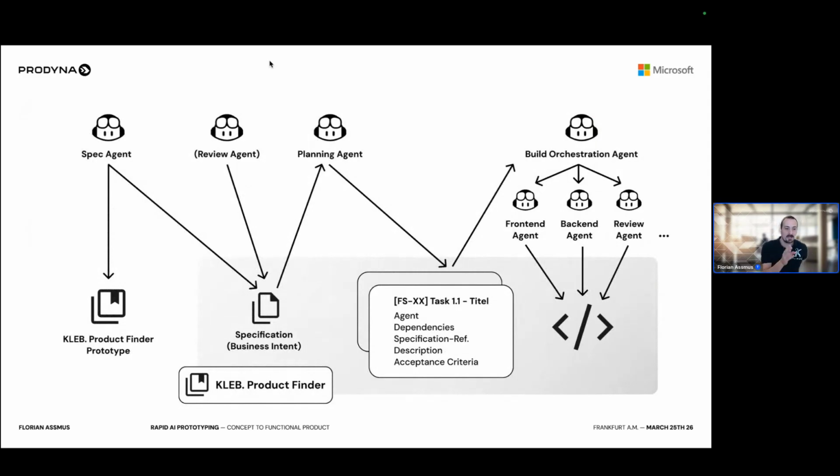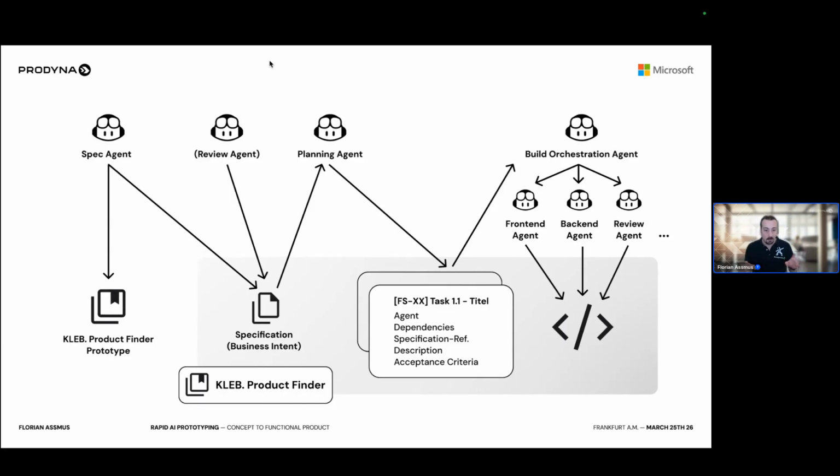So we start on the left side with the product finder prototype that we built. We feed this into the spec agent. The spec agent will produce a markdown file based on a predefined structure, what we want in such a specification, and it will extract the business intent. Then we have an agent that has shown to be very, very helpful, which is a review agent.